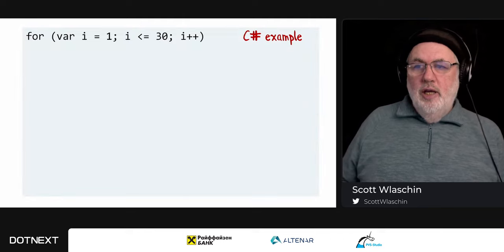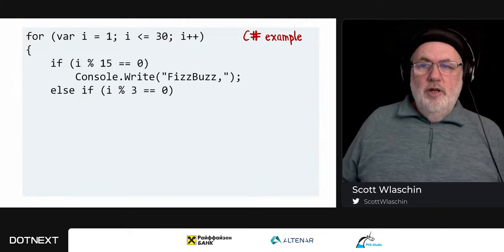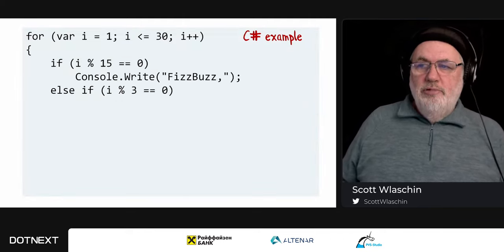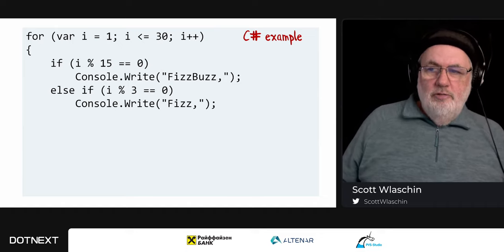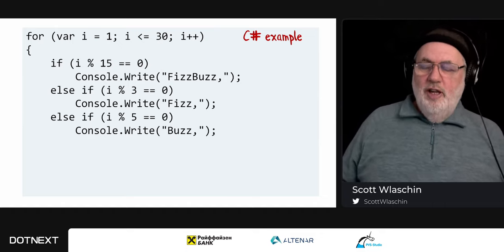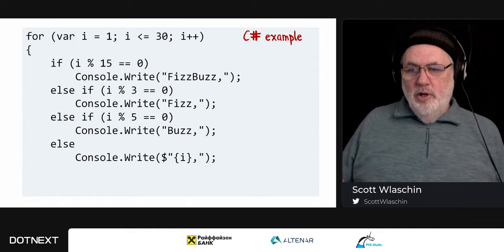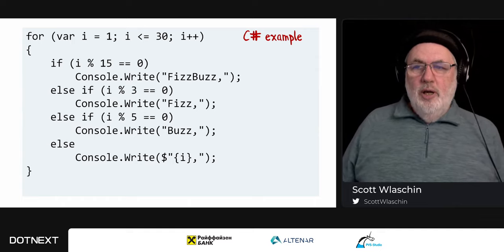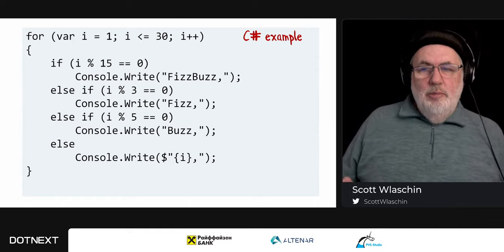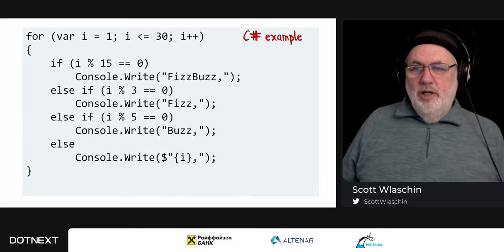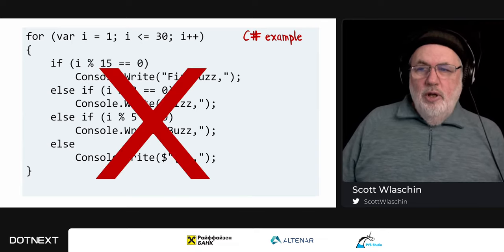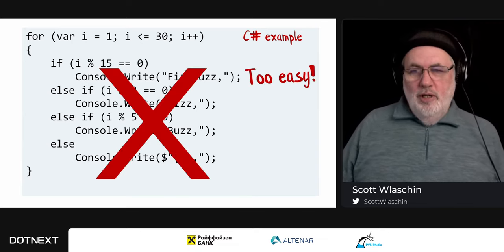So here is the C-sharp implementation of this. If it's divisible by 15, print FizzBuzz. If it's divisible by 3, print fizz. If it's divisible by 5, print buzz, and so on and so forth. Otherwise, just print the original number. Okay, so that's the standard implementation, and there's nothing wrong with this implementation, but we're not going to use this implementation because it's too easy to write.